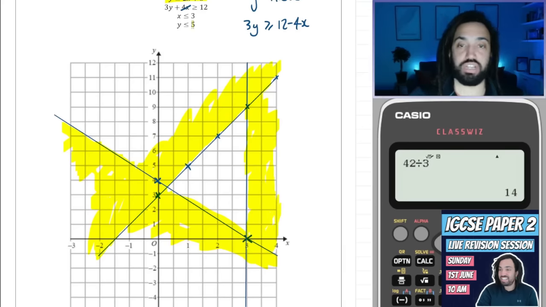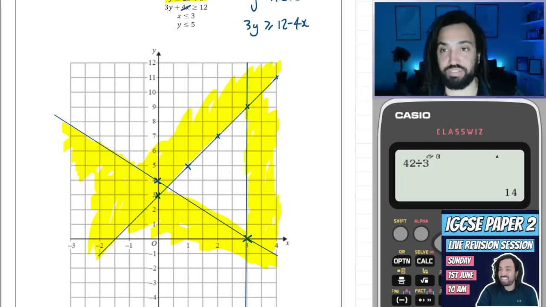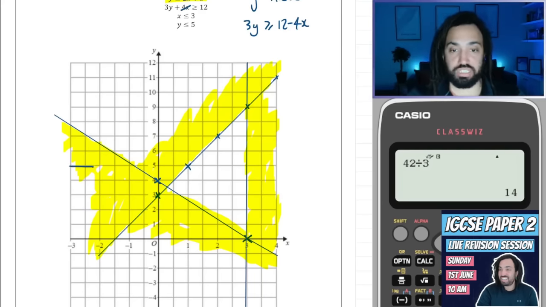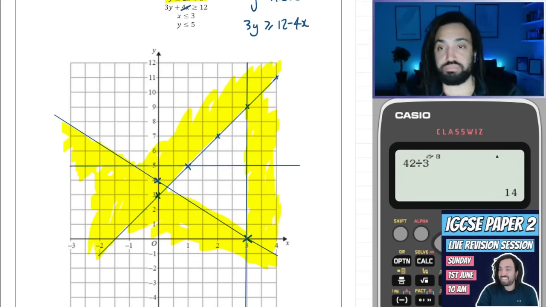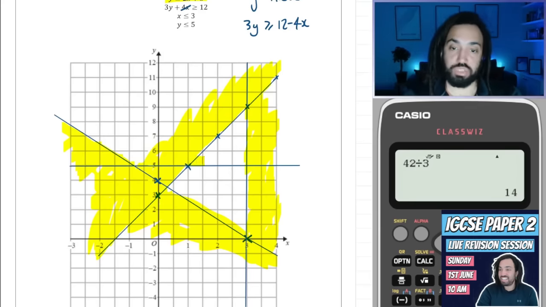Okay, and then finally it says y is less than 5. So that's a nice easy one again. It's a horizontal line across at 5, and we're going to get rid of all the stuff we don't want because it says less than 5, so we're going to get rid of all the stuff above 5.